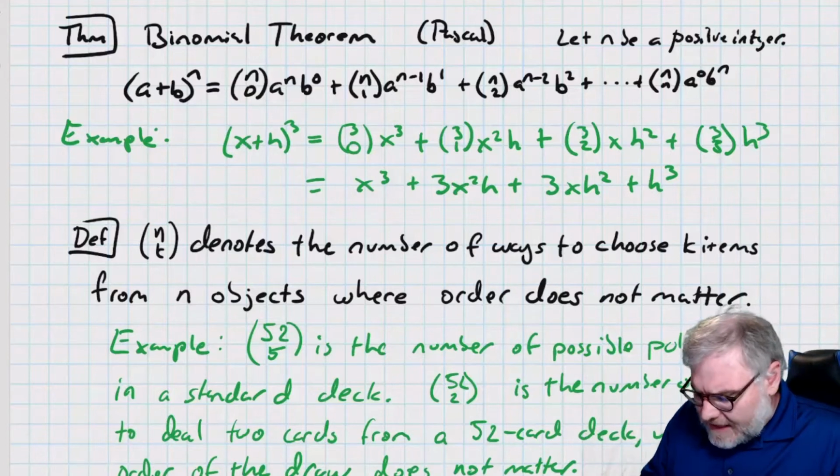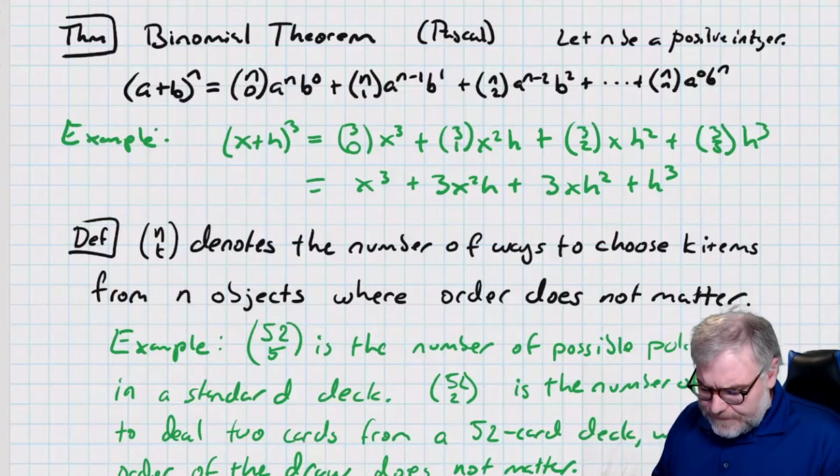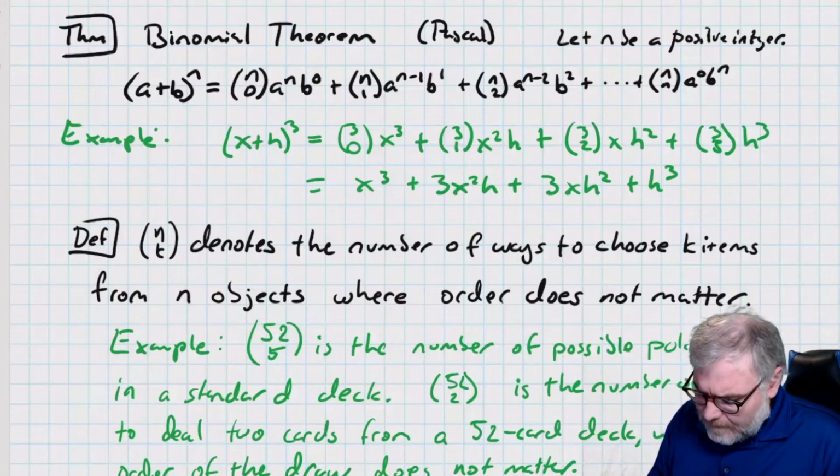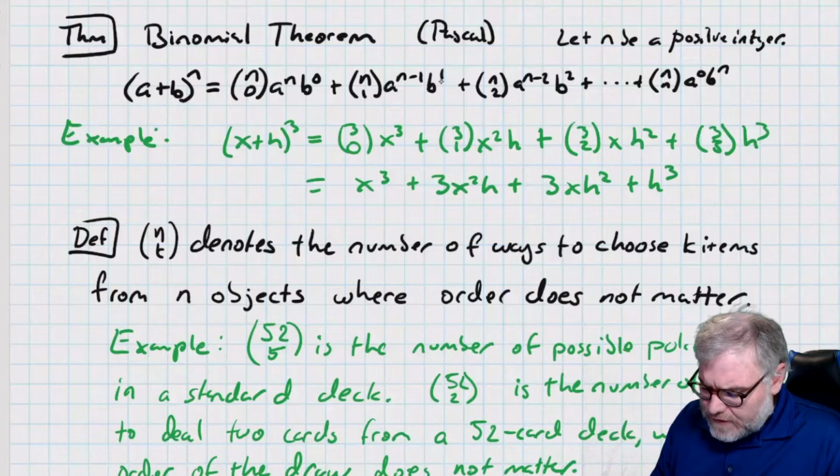So let's just state it right now. n is a positive integer. Then (a plus b) to the n equals this expansion here, this sum: n choose 0, a to the n, b to the naught, plus n choose 1, a to the n minus 1, b to the first, plus and so on, plus at the very end, n choose n, a to the naught, b to the n.